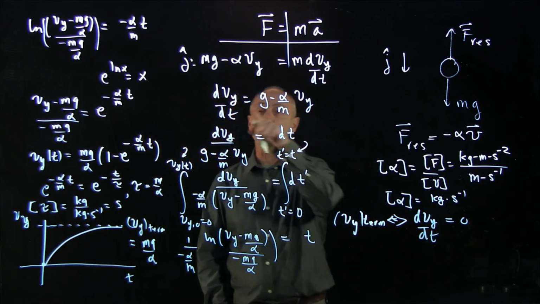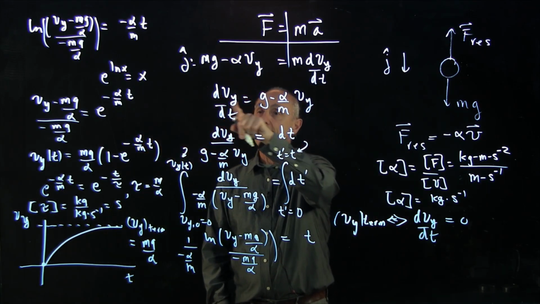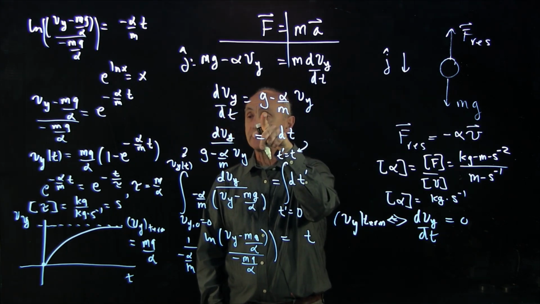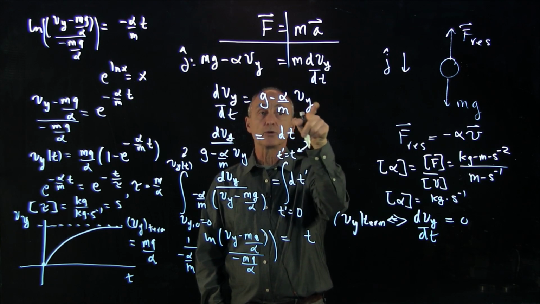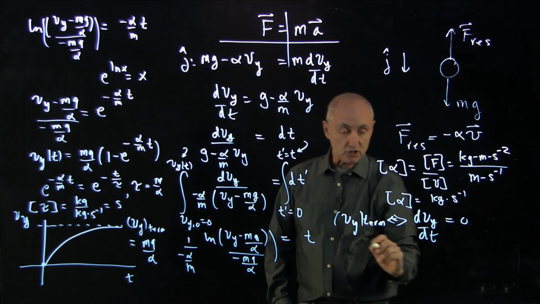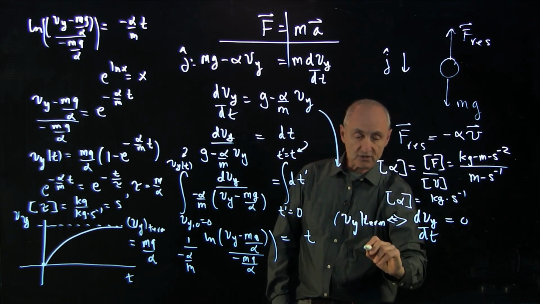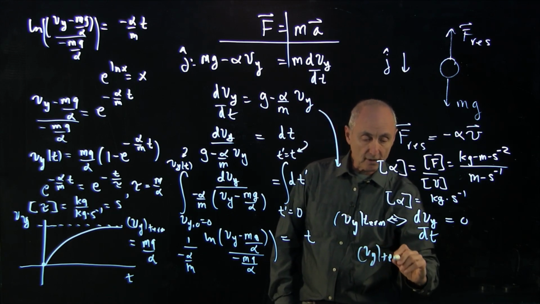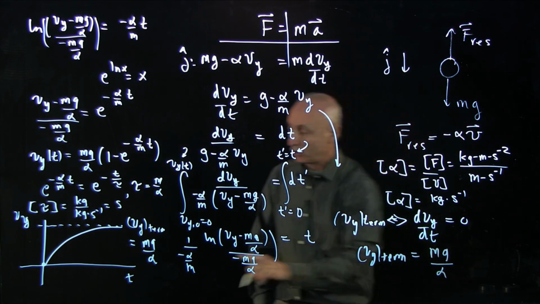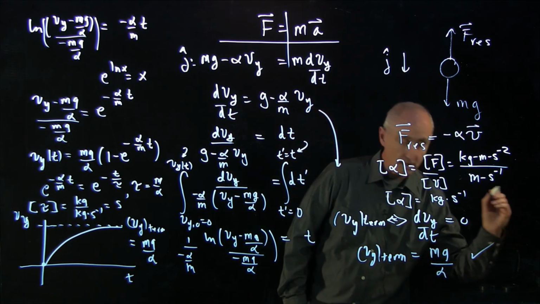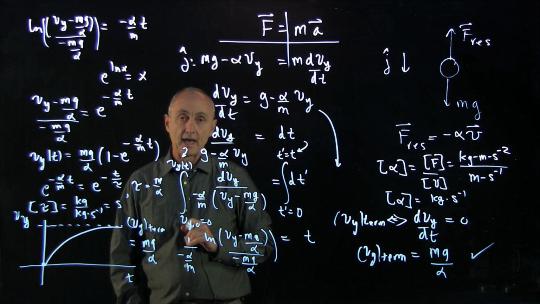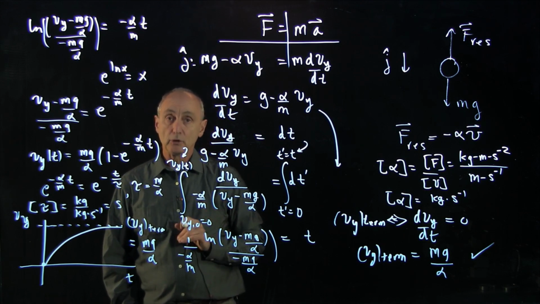And this is the statement, when we go back to Newton's second law, that the acceleration is 0, so the sum of the forces at terminal speed are 0. The resistive force is equal to the gravitational force. And so from this equation here, as a check, we can see that vy terminal equals mg over alpha, which checks with our calculation. And so we have confidence that we analyzed this correctly. And that gives us our motion.